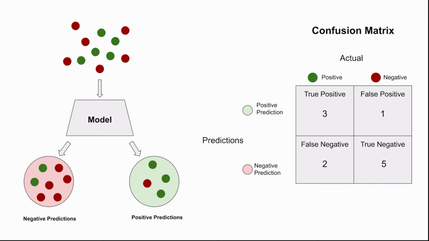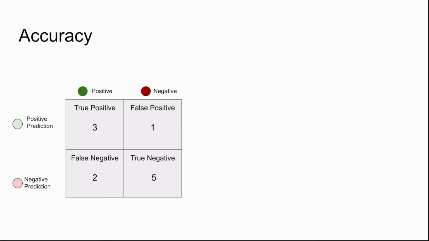If you have ever come across these terms before, such as true positive or false negative, try to remember that the positive or negative refers to the prediction made, and the true or false refers to whether the prediction made is correct. In this case, we have 3 true positives, 1 false positive, 2 false negatives, and 5 true negatives. So let's now go over our first evaluation metric, which is accuracy.